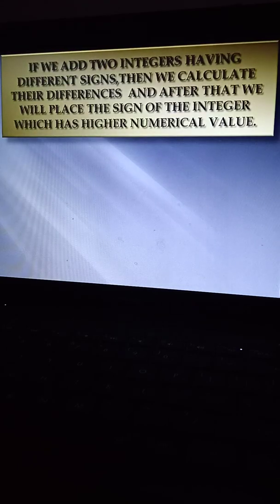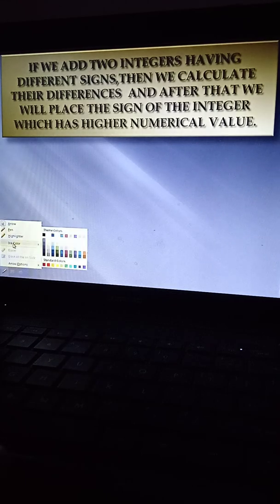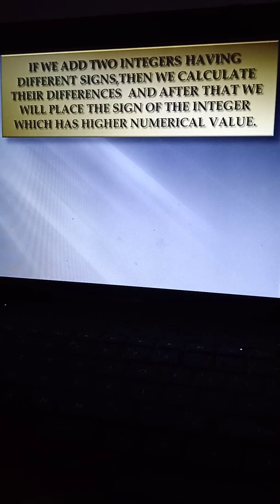Second rule: if we add two integers having different signs, then we calculate the difference, and after that we place the sign of the integer which has the higher numerical value. For example, if we have +2 and -5, this is the example.